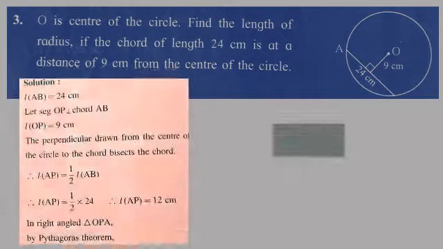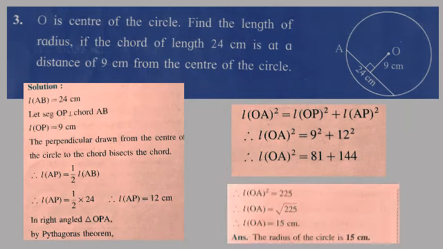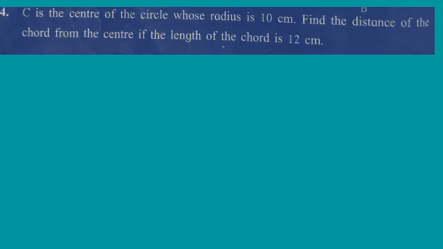So here, due to shortage of time, I am directly giving you the answers. Take out the screenshot and write it properly in your notebook. It's a very easy sum. You can definitely do that. Now students, let's move towards our question number 4. C is the center of the circle whose radius is 10 cm. Find the distance of the chord from the center if the length of the chord is 12 cm.